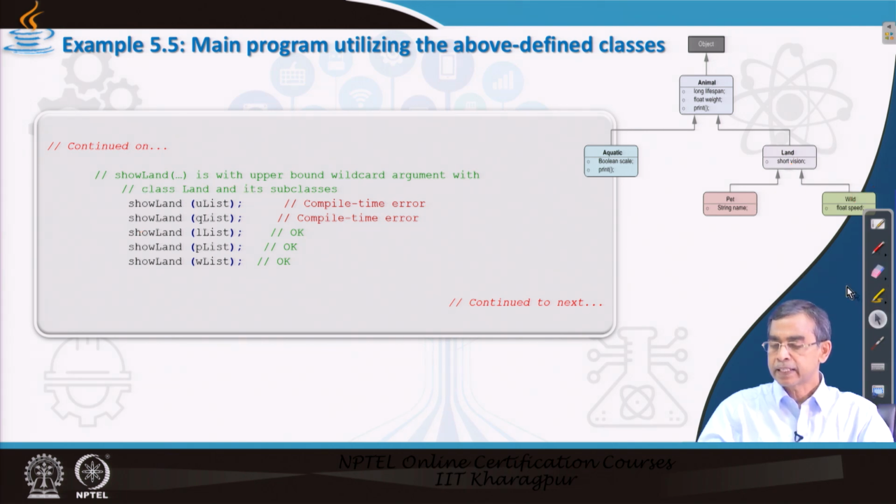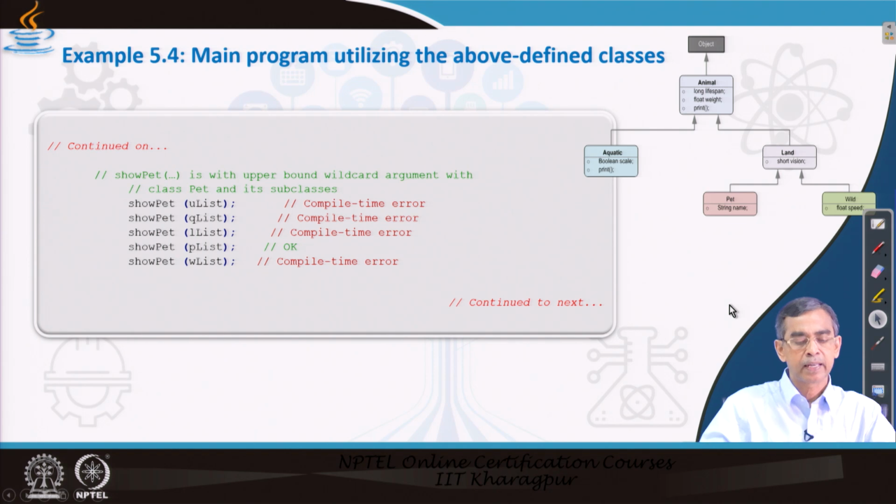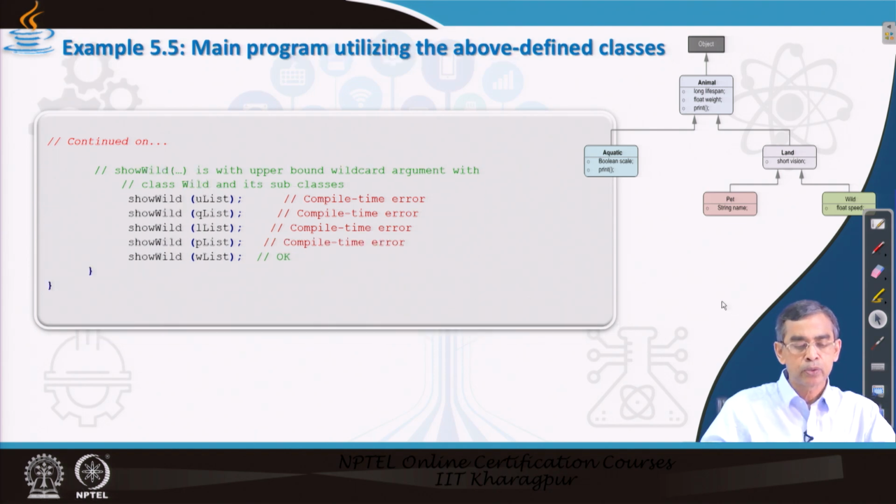Now, finally, for the other two, show pet and show wild, we have defined the lower bound. So, it will work for this and this only, for others it will not work. Now, here is the example, as you can see, the show pet works for the pet list, and then show wild is for the wild list.